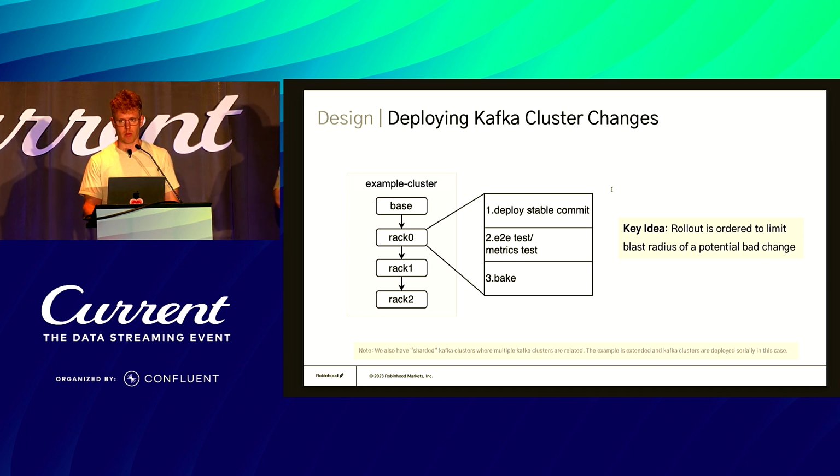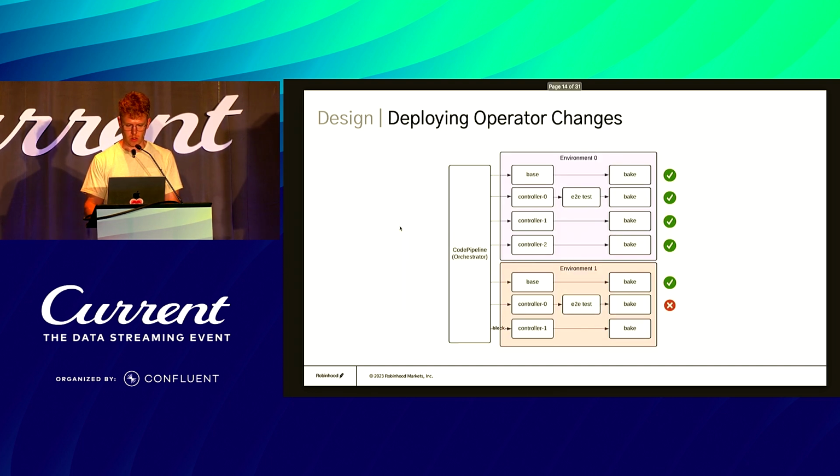We also have situations where we're sharding the Kafka cluster itself, but you could imagine that this extends to that, where you could sequence these. If you imagine this box on the left, and you had more of those in series, that's what the sharded version looks like. But the main idea here is really limiting blast radius for bad changes.